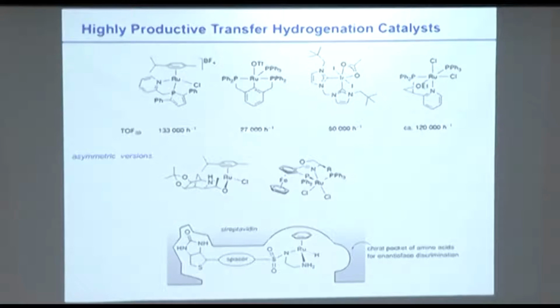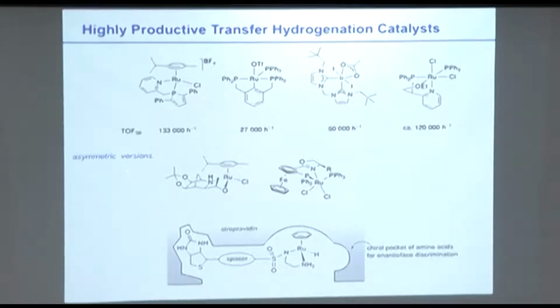First, quickly, classic transfer hydrogenation. So there's very potent transfer hydrogenation catalysts now. As I've shown you for the direct hydrogenation, we get here turnover frequencies that are excellent.